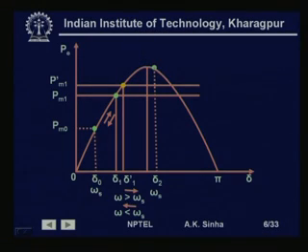So, this is the physical idea of what happens when a sudden disturbance takes place, which brings out a difference between the mechanical input and the electrical output power of a synchronous machine.